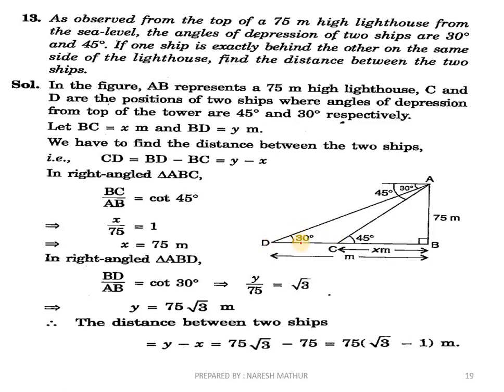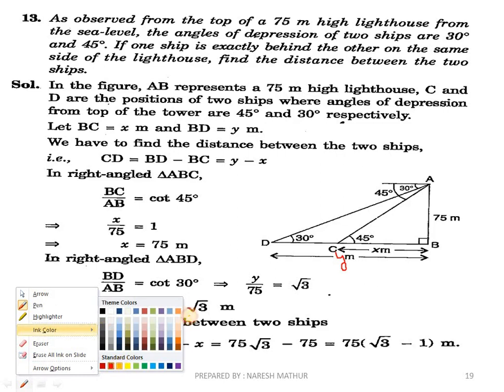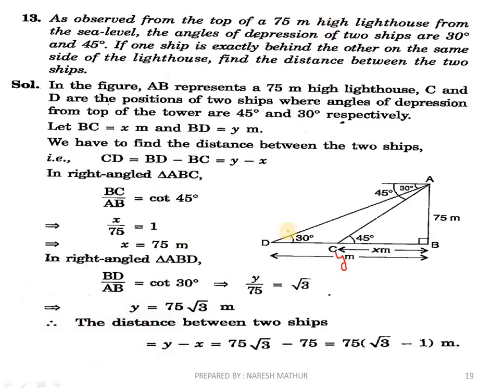So we need to find the distance between these two ships. So we have to find the value of CD. Let the BD be y meter and BC be x meter. Then the distance of CD would be what? Y minus x, because we are required the distance between these two ships, so it would be y minus x, where x equals to BC.